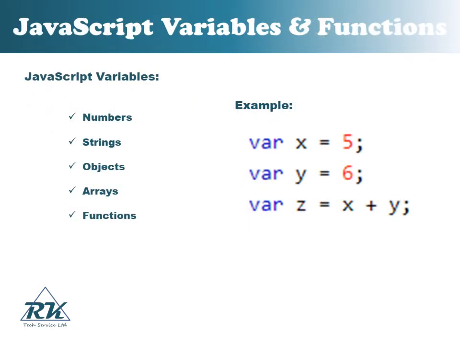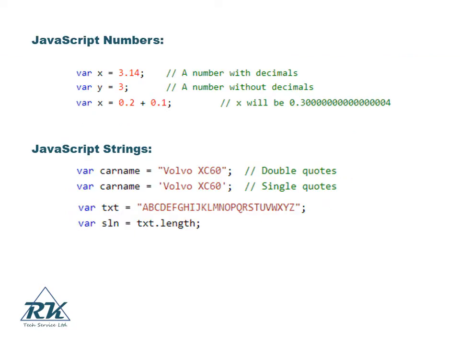JavaScript variables and functions. There are different types of variables like numbers, strings, objects, arrays, functions. Please find some examples of variables. Here var is the data type. We can use var data type for all kind of variables. From these examples, you can expect x stores the value 5, y stores the value 6, and z stores the value 11.